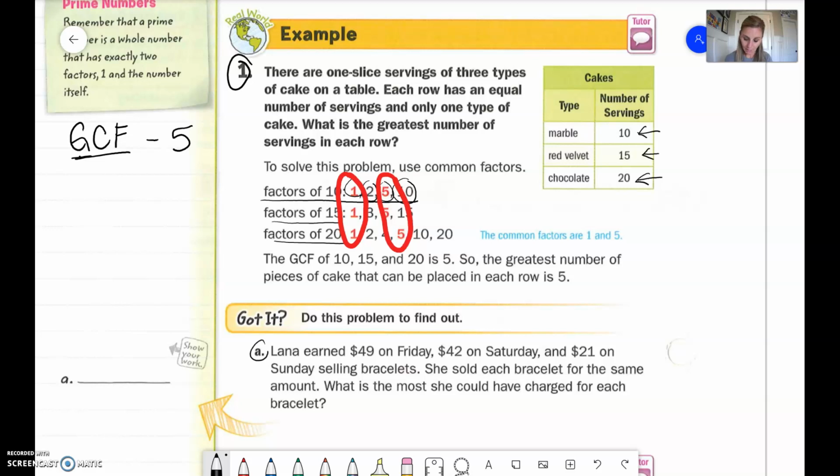All right, let's take a look at A, because I really like doing these problems together. Okay, so A says, Lana earned $49 on Friday, $42 on Saturday, and $21 on Sunday selling bracelets. She sold each bracelet for the same amount. What is the most she could have charged for each bracelet? So we're going to need to list the factors of these numbers.